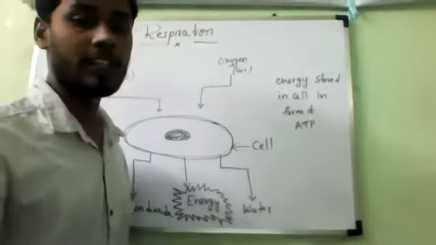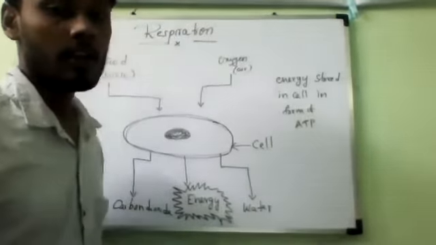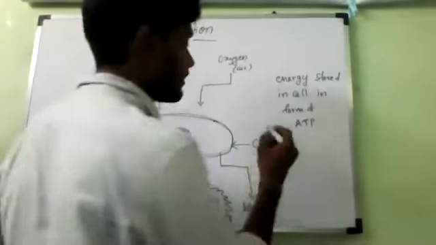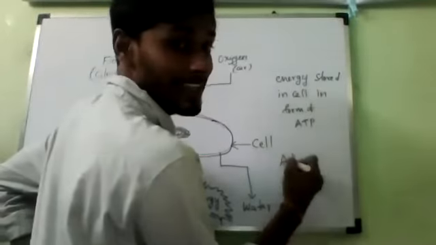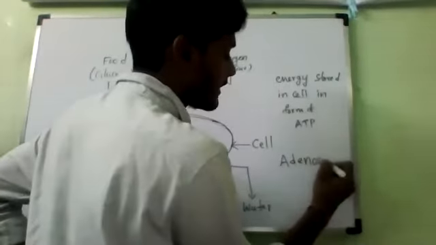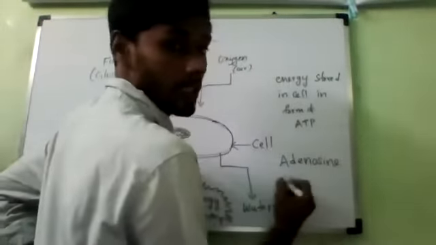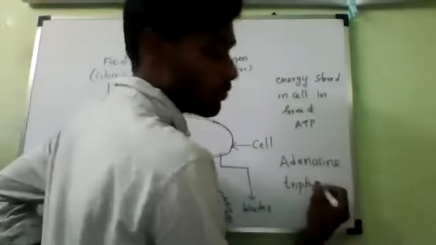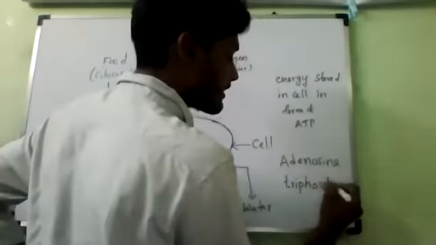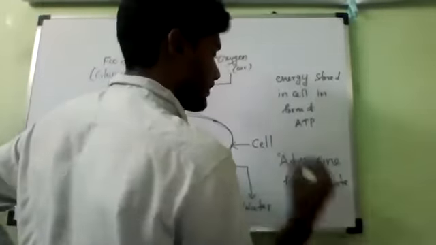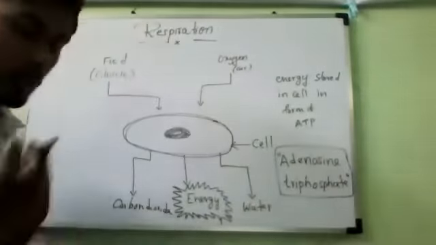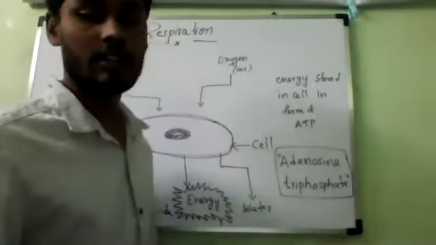So what is the meaning of ATP? Can anybody say? Adenosine triphosphate. Adenosine triphosphate is the full form of ATP. Remember it. So it will be stored in the form of ATP, and this ATP will be utilized whenever it is required.